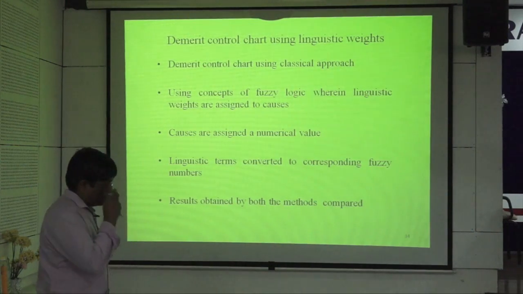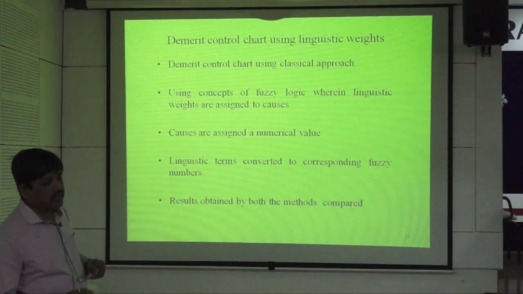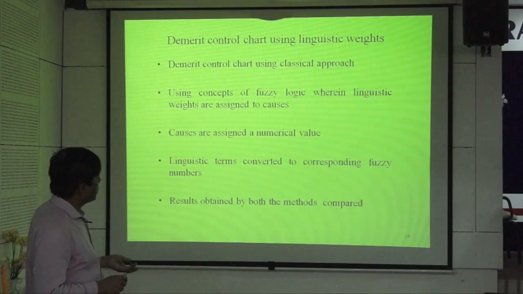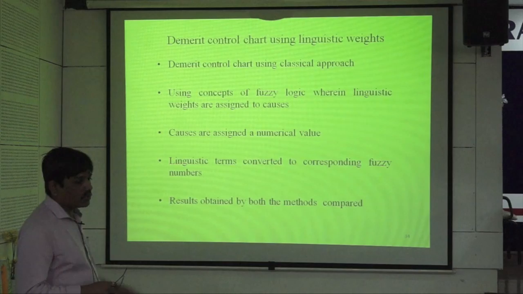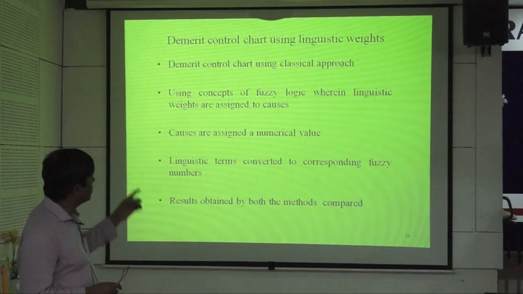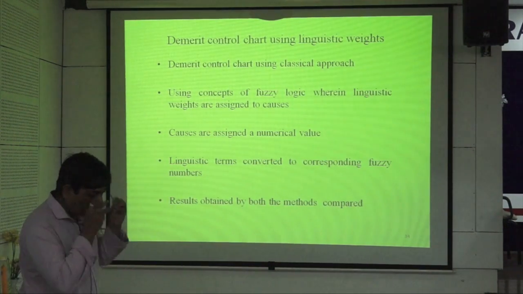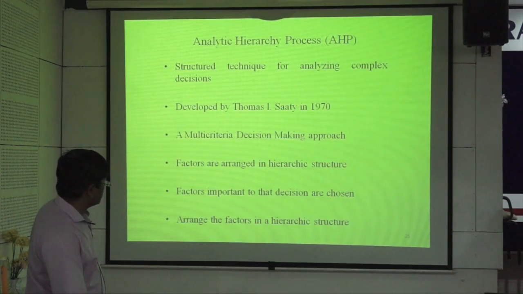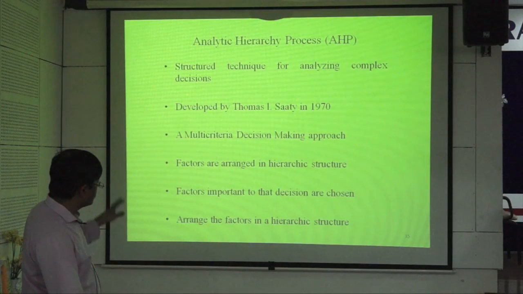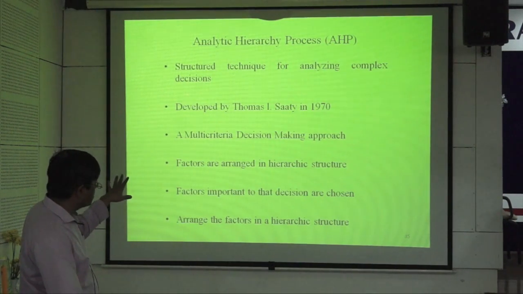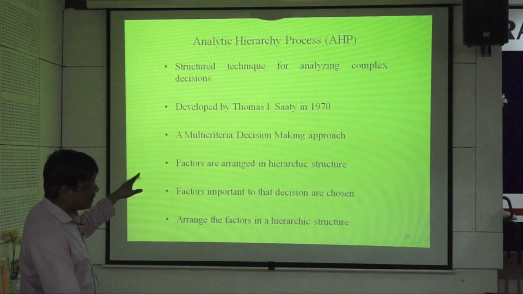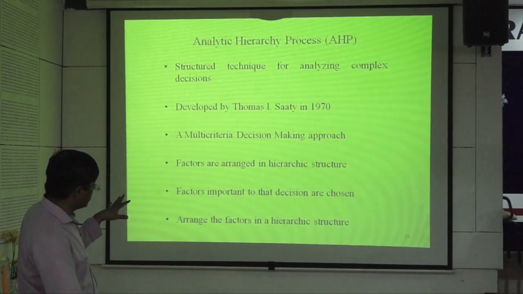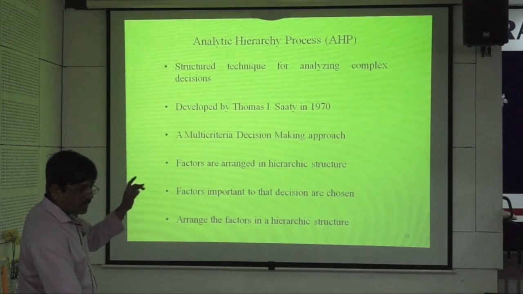The second was the classical approach, which was suggested by Dodge. But after using this classical approach, we have also plotted this demerit control chart by using linguistic weights. I will come back to it later on. The third was the analytic hierarchy process. Since this is a multi-criteria decision making problem, this AHP, which was introduced by Saaty in 1970, was used to know the importance of variables according to their weight.